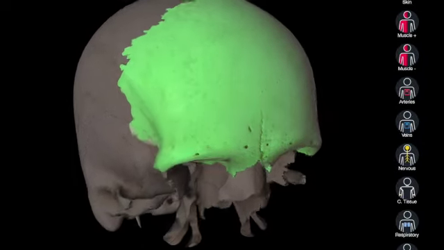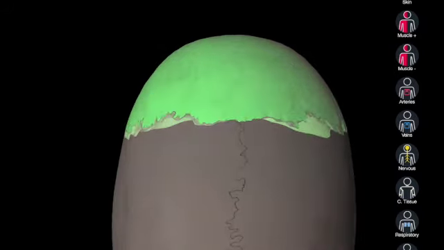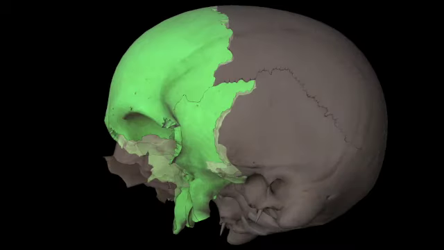Specific landmarks for this bone include the coronal suture, which is the intersection between the parietal bones and the frontal bone, and the bregma, which is the intersection between the coronal suture and the sagittal suture. The frontal bone also interacts with the sphenoid, forming the sphenofrontal suture.